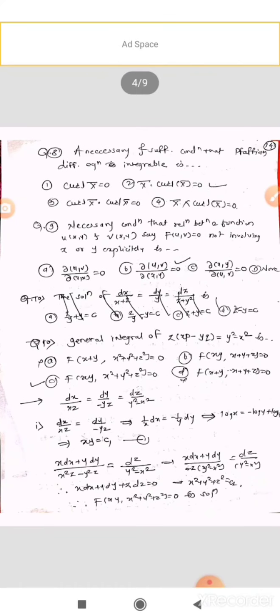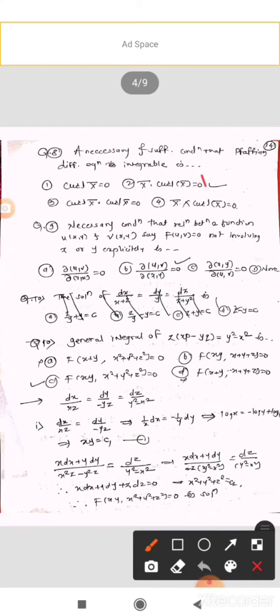Next question number 8, a necessary and sufficient condition for a Pfaffian differential equation to be integrable. We know that x bar dot curl of x bar is 0. The option is x bar dot curl of x bar is 0. In the same way, the necessary and sufficient condition that a relation between two functions, say f of u, v is equal to 0, not involving x or y explicitly, is a Jacobian, that is del(u,v) upon del(x,y) is equal to 0. Therefore option B is correct.